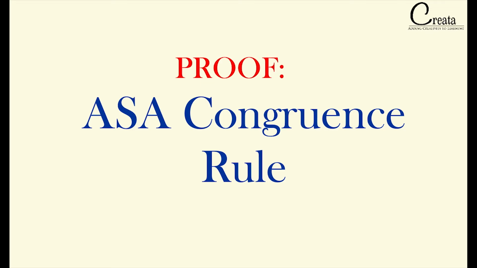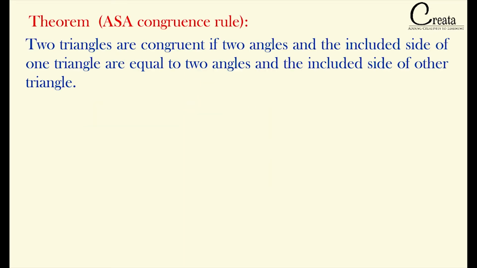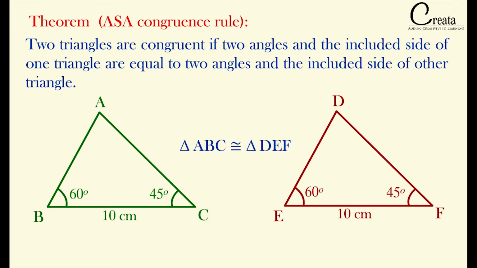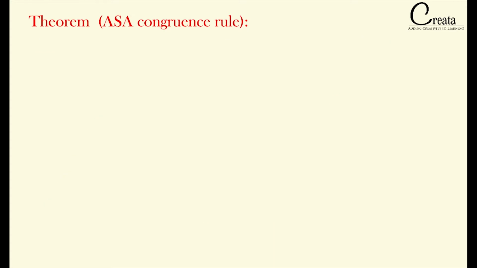As per this theorem, two triangles are congruent if two angles and the included side of one triangle are equal to the two angles and the included side of the other triangle. As per the theorem, for two triangles having two corresponding angles and the in-between side equal, the triangles will be congruent to each other. Let's prove the same.